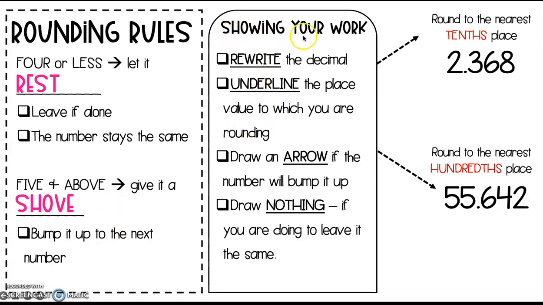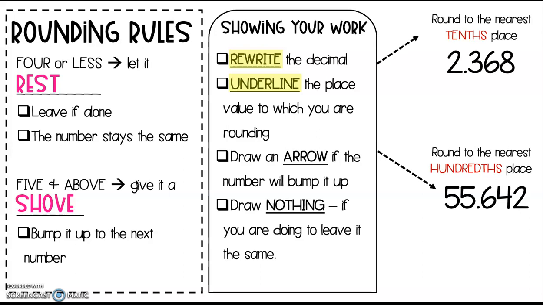So how we're going to show our work for rounding, the first thing that we're going to start with is rewriting the decimal. Rewriting the decimal is really important because a lot of us just try to do this in our head, and that's where we kind of go awry sometimes. So we're going to rewrite the decimal, then we're going to underline the place value to which we're rounding. So if we're rounding in the tenths place, I'm going to underline whatever number's in the tenths place, so I know that's where I'm looking. Then right next to it, I'm going to look at that number that's next to it.